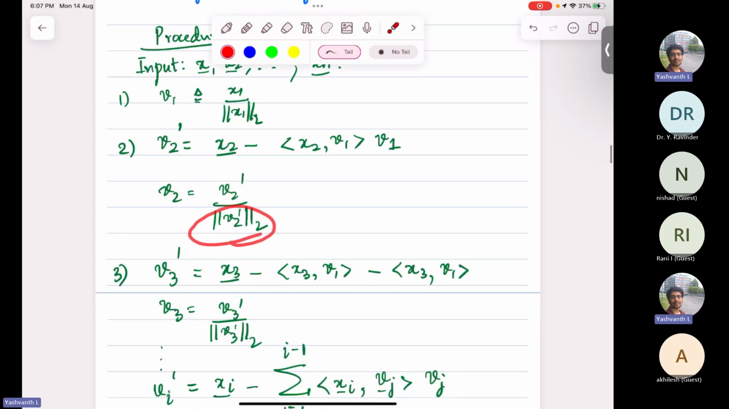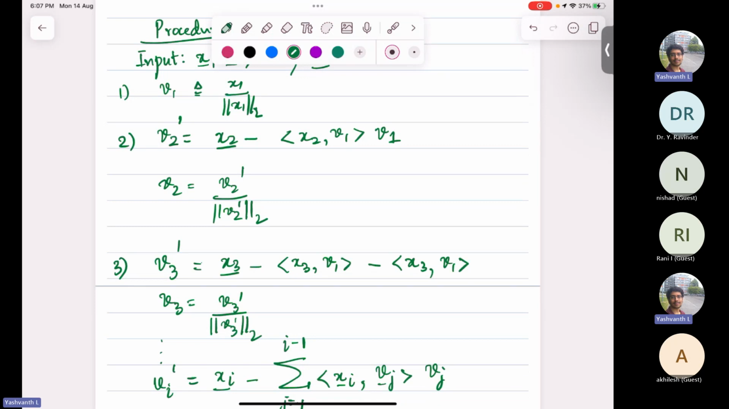It's not v2, it's v2 dash. Oh, I'm sorry, it's v2 dash, because v2 dash was defined in the second step. Yeah, v2 dash divided by the L2 norm of v2 dash is given by v2.